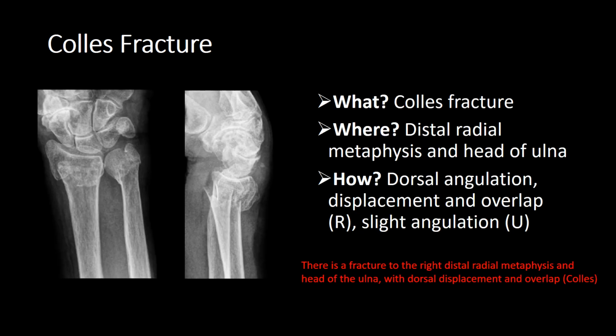So what is it? It's a Colles fracture. Where is it? The distal radial metaphysis and head of ulna. How? Dorsal angulation and displacement and overlap of the radius and slight angulation of the ulna.